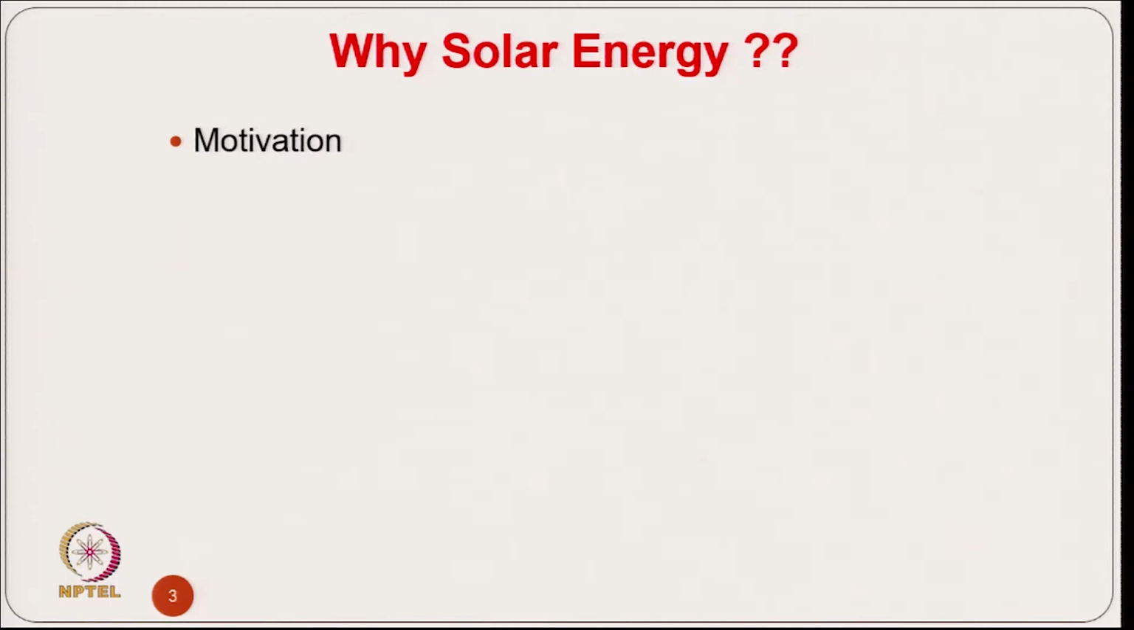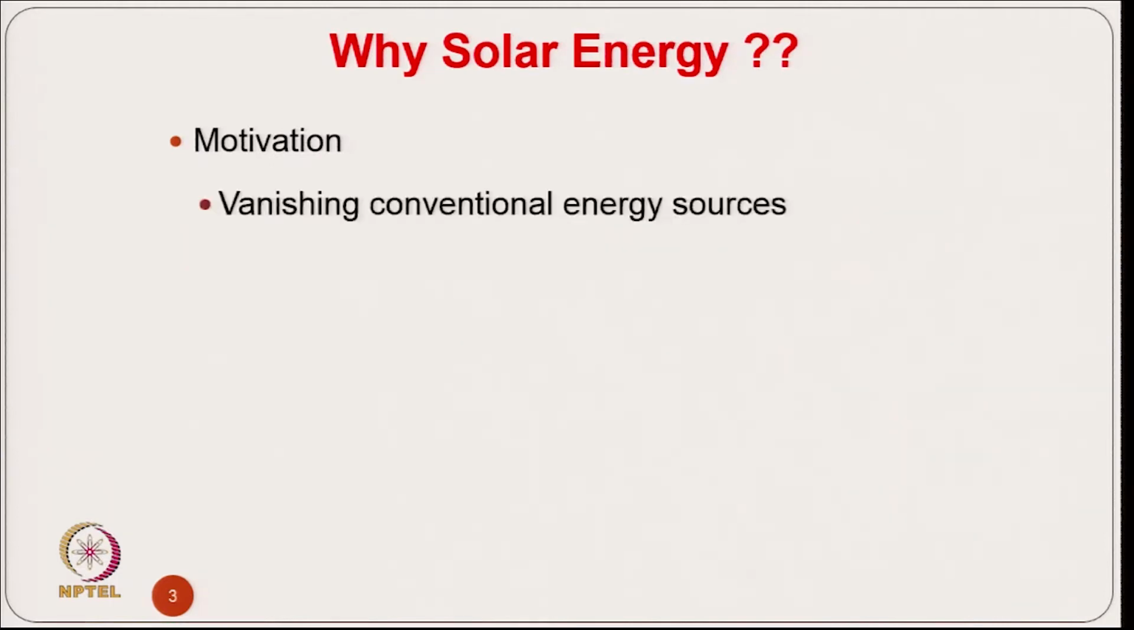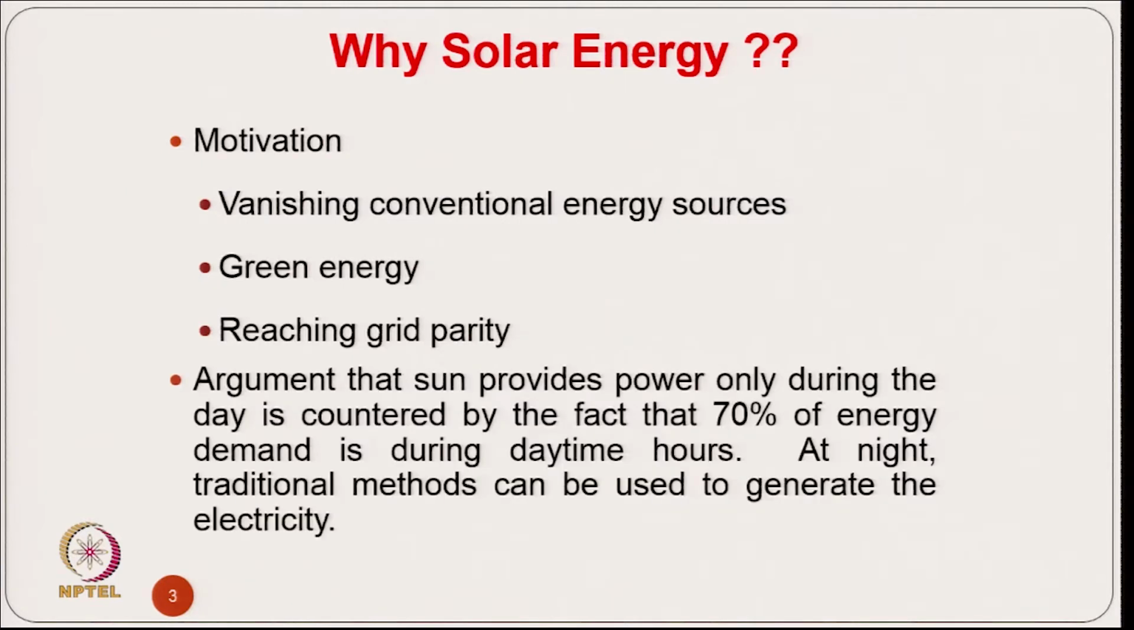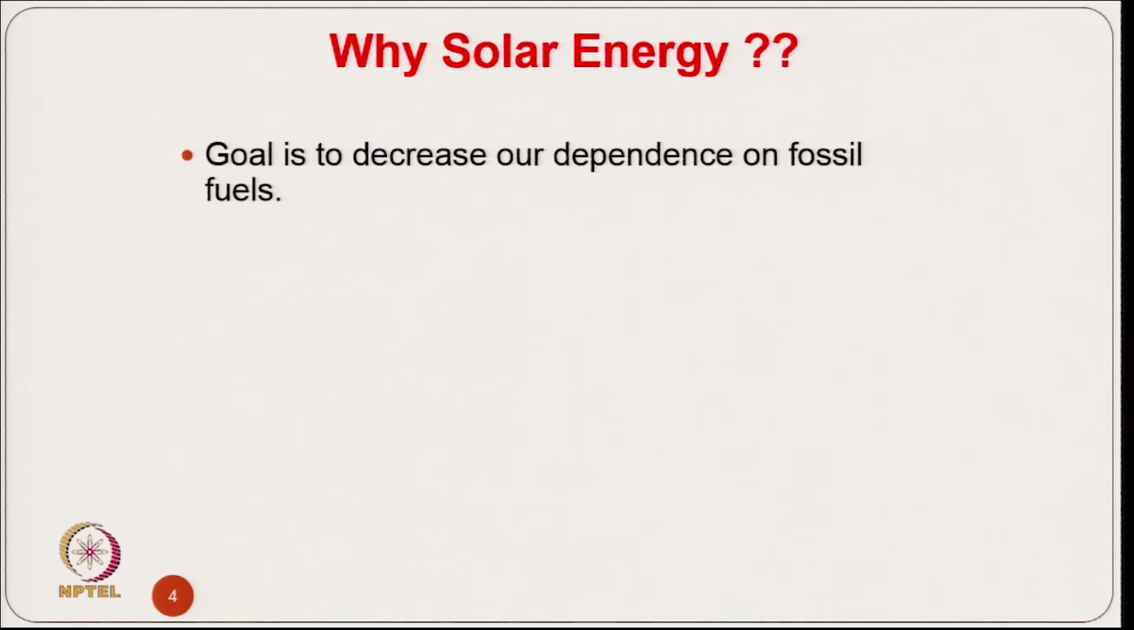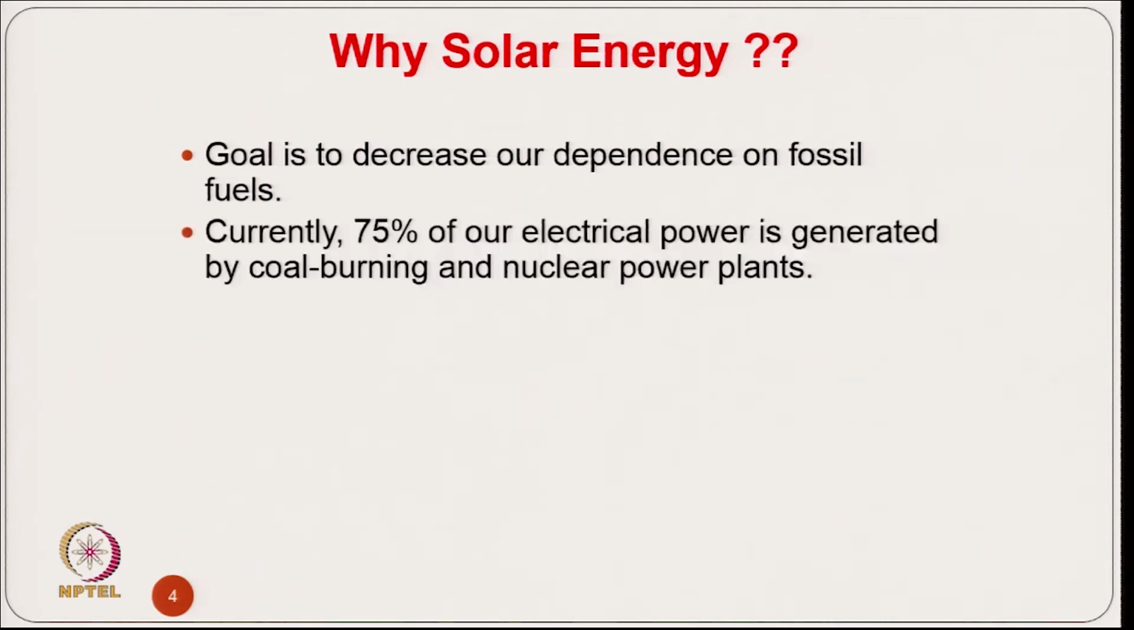Coming to why we really need solar energy, the motivation is the vanishing of conventional energy sources. It is a green energy, and it is reaching grid parity, meaning the cost of solar is now coming to the same as the power available from the grid. The argument that the sun provides power only during the day is countered by the fact that 70% of energy demand is during the daytime hours, and at night additional methods can be used to generate electricity. The goal is to decrease our dependence on fossil fuel.